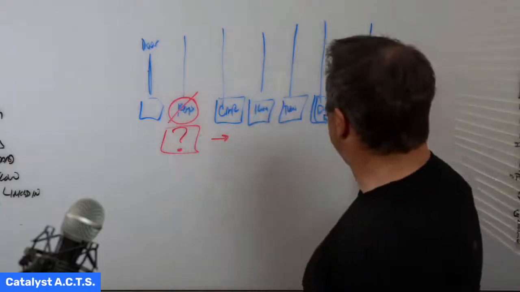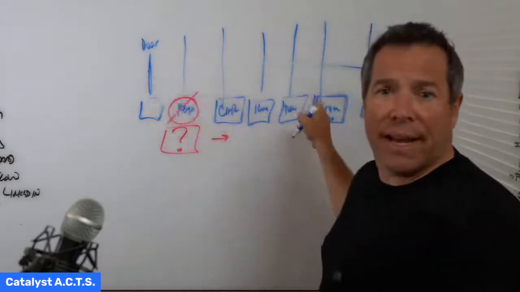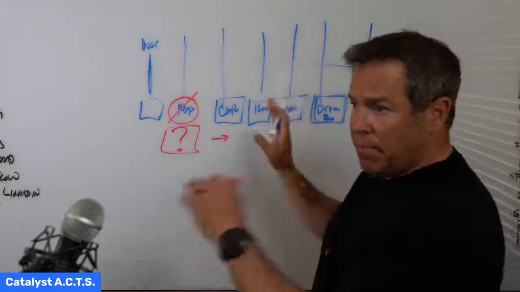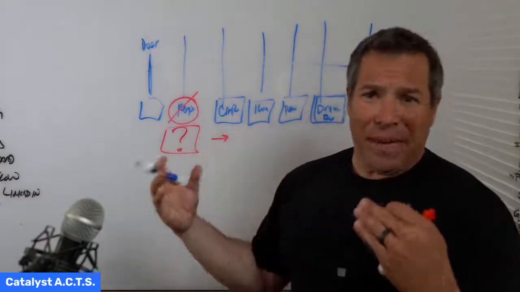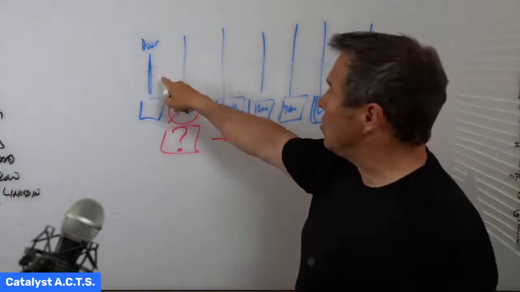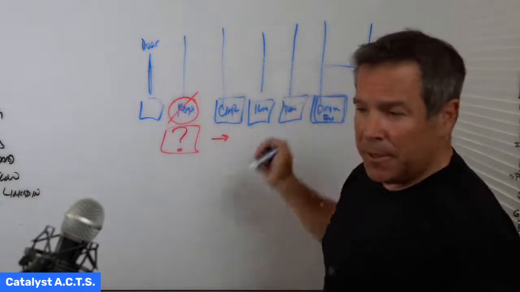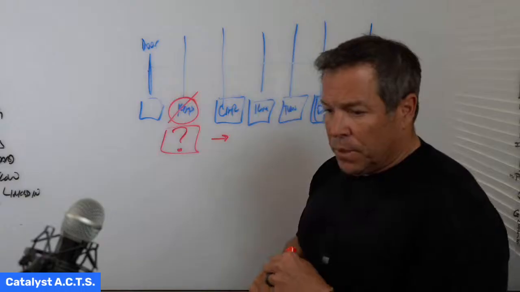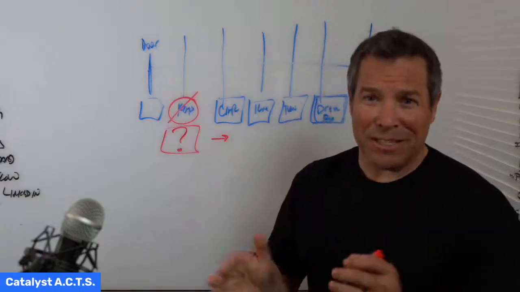We design backward so that we can execute forward. Design backward, execute forward. It's a Covey thing. Begin with the end in mind. Design backward, execute forward. That's a process. Those are all individual steps. All right. Hopefully that's clear.